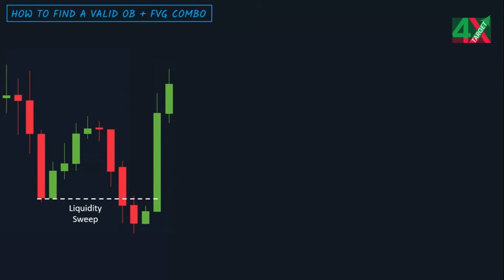Following displacement, we need to confirm a market structure shift. If a bullish order block is forming, price should break above a key high, signaling bullish intent. For a bearish setup, price should break below a significant low. This structural shift shows that control has moved from one side of the market to the other.